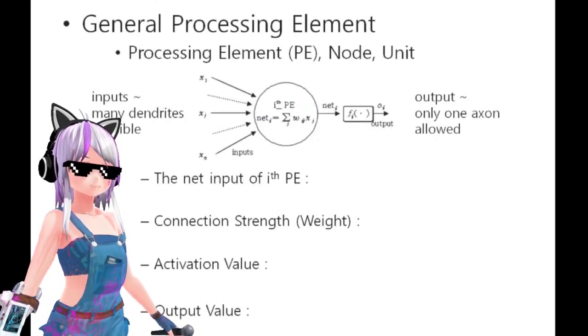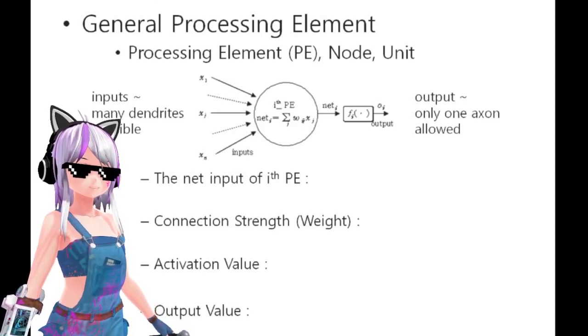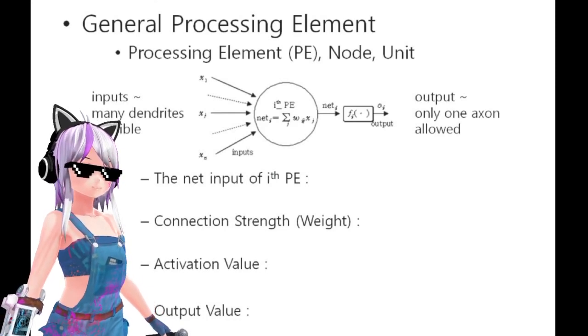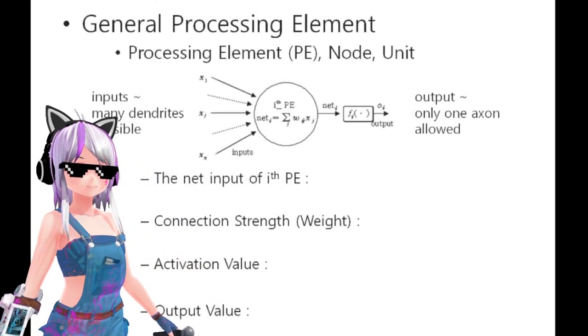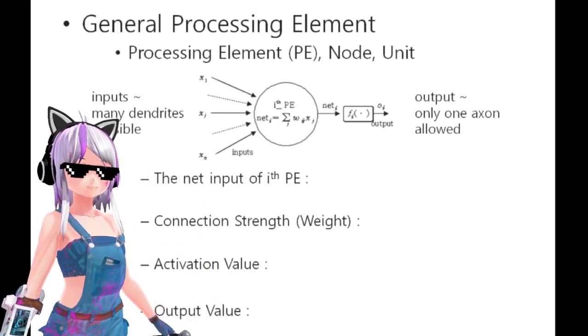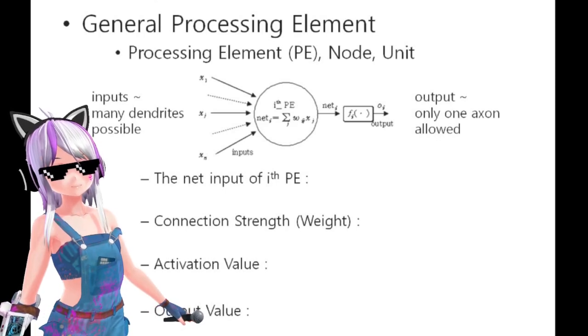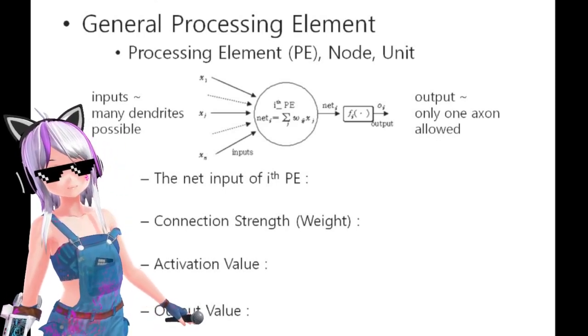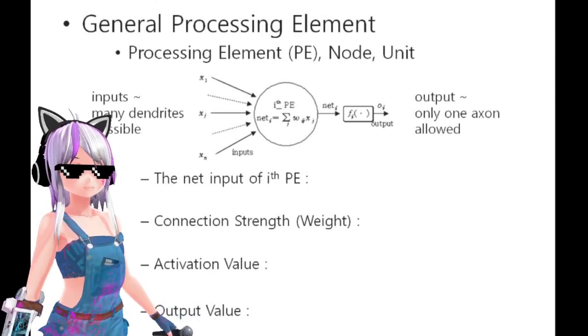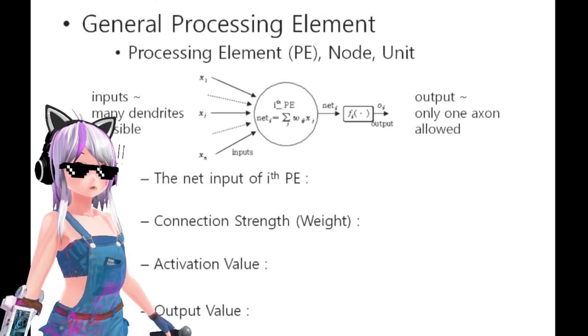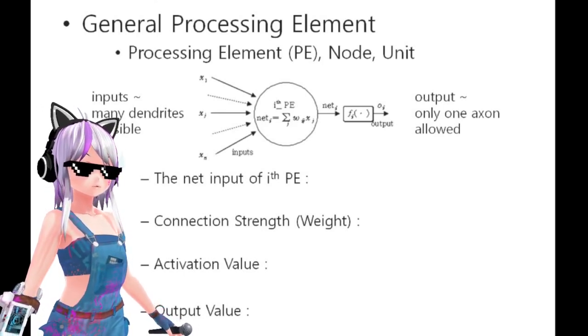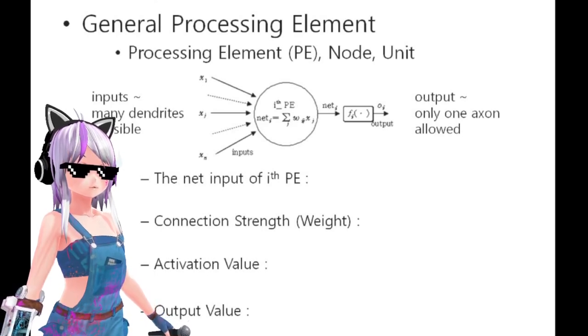So we have many possible dendrites, so we have many inputs from x1 to xn. Inside the neuron, mathematically, we have a sum product: net i equals summation over j of w_ij x_j. This is the i-th processing element, so the output subscript index is i. You can come up with a net i numerical value, and we have an activation function, small phi, which is nonlinear, and then the output is o_i. So only one axon output is allowed.